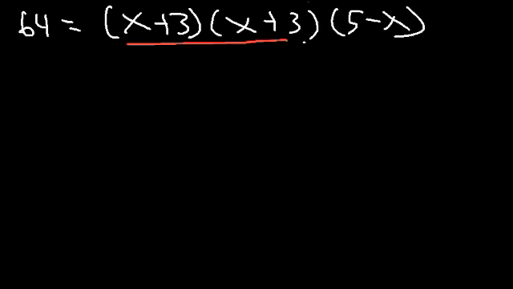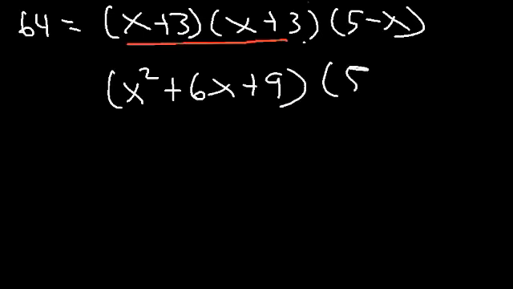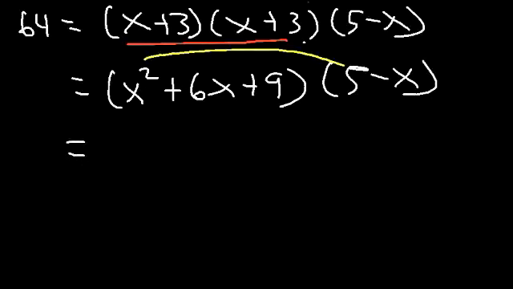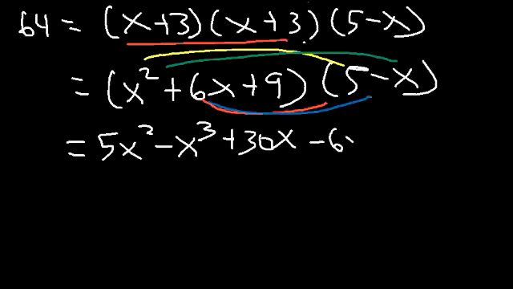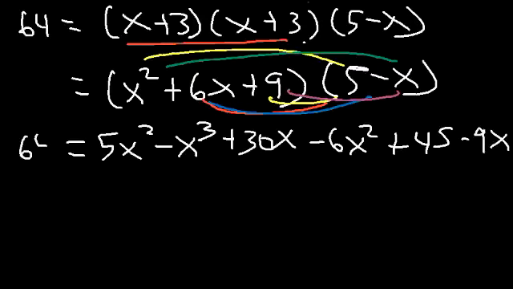X plus 3 times x plus 3 is x squared plus 6x plus 9. X squared times 5 is 5x squared. X squared times negative x is negative x cubed. And then we have 6x times 5, which is 30x. And then 6x times negative x, that's negative 6x squared. 9 times 5 is 45. And finally, 9 times negative x is negative 9x. All of this is equal to 64.